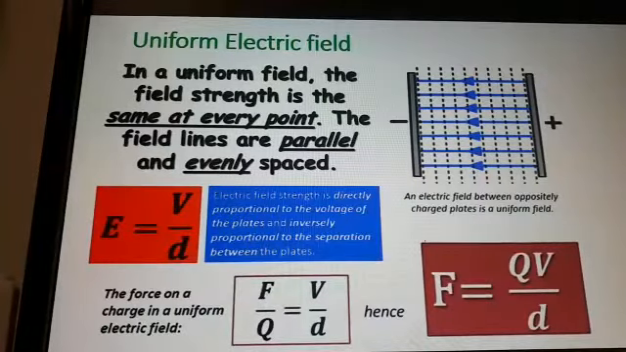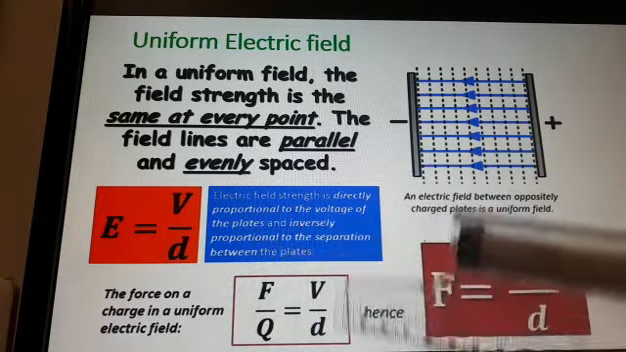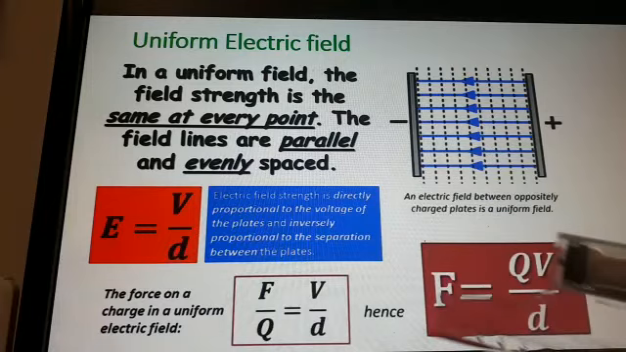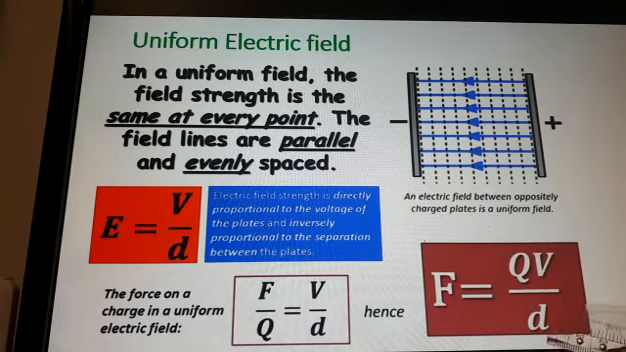Now, what do you mean by uniform electric field? In a uniform electric field, the field strength is the same at every point, and the field lines are parallel and evenly spaced. This picture also shows that the field lines are parallel and each is an equal distance apart. Electric field strength is directly proportional to the voltage across the plates and inversely proportional to the separation between them. From that we write F by Q equals V by D, and finally F equals QV divided by D.